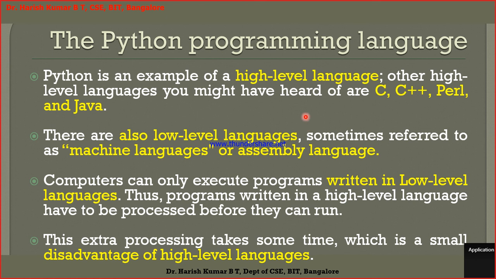Even if you are writing the program using C, C++, Perl, Java, or Python, they have to be converted into the lower-level language. This extra processing takes some time, which is a small disadvantage of high-level language. The moment you write in a high-level language, it cannot be executed as it is. You have to convert it from the high-level language to the machine language.